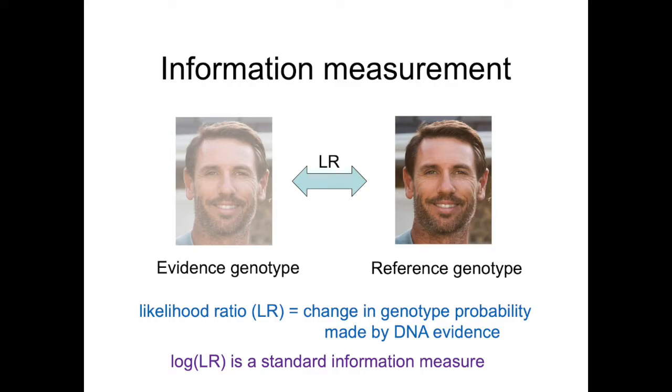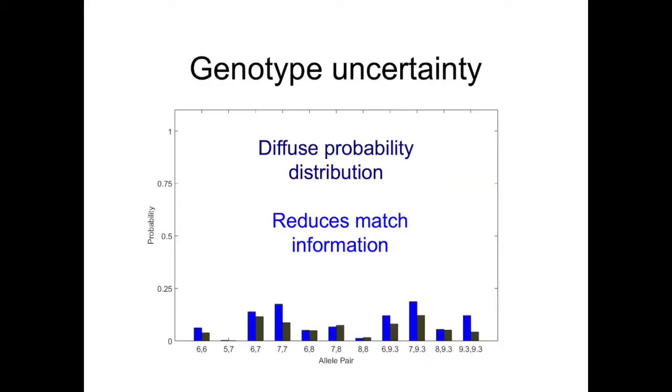The logarithm, or powers of 10, of the likelihood ratio is a standard information measure in science. Genotype uncertainty is seen as a diffuse probability distribution that spans over several allele pair possibilities. It generally derives from contributor overlap, where DNA contributors are incompletely separated due to low DNA amounts or biological relatedness. The more uncertainty that is present in genotype inference would result in less match information. So decreasing this uncertainty can lead to more informative match statistics. But how can we go about doing that?